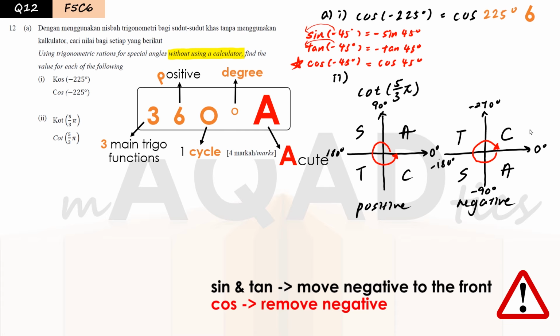Okay, so now we have these 8 quadrants. Let us see for cos, is it positive or negative? For A, because all of the functions are positive, all the quadrants that have A will be positive. And also quadrants which have C, because C stands for cos, and cos is the only function that is positive, so we are going to label it as positive also. So for the rest of the quadrants, it will be negative, right?